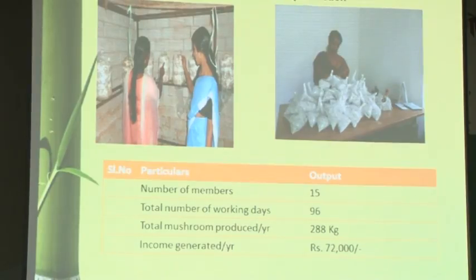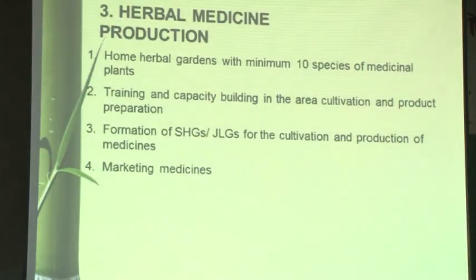Here, with the herbal gardens, the basic purpose of this program is to ensure quality of living and also to address the health of the people. We give a minimum of 10 herbal plants to the community. We are giving training and capacity building programs related to the production of medicines and the cultivation of medicinal plants, and the formation of SHGs, JLGs, etc. for the cultivation and production of the medicines. And third, we are giving support for marketing.